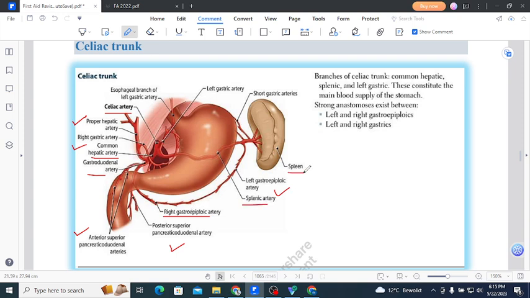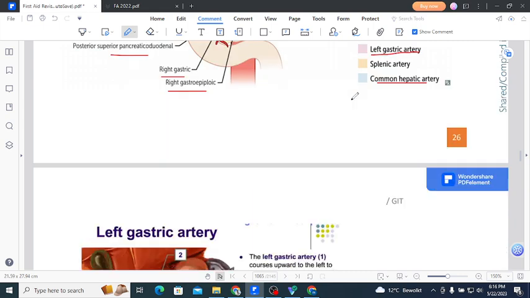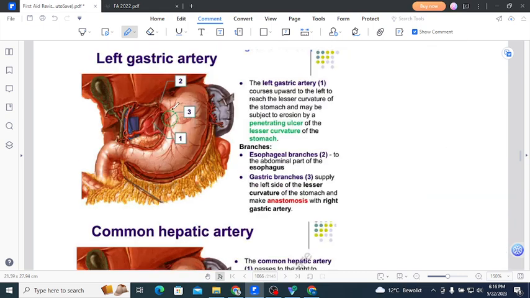There is a splenic artery, then we have the spleen. The short gastric arteries are coming from the splenic artery. Then there is the left gastric artery, which is coming as a direct branch of the celiac trunk. The esophageal branches of the left gastric artery are moving upwards. Then in this picture, moving downwards, you can see the left gastric artery like this. The left gastric artery courses upward to the left to reach the lesser curvature of the stomach and may be subject to erosion by a penetrating ulcer of the lesser curvature of the stomach.